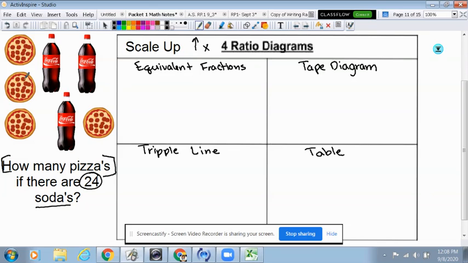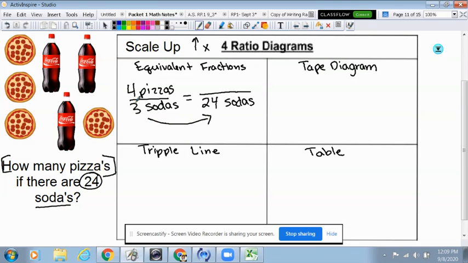Well, I'm going to go ahead and write my first fraction, which is 4 pizzas to 3 sodas. Now my question tells me that I have 24 sodas here. So since I put sodas on bottom, I have to put sodas on bottom here as well. So 24 sodas. Now I know that I'm scaling up because I'm going from 3 sodas to 24. I'm increasing the amount. And this is where I have to ask myself, 3 times what gives me 24?